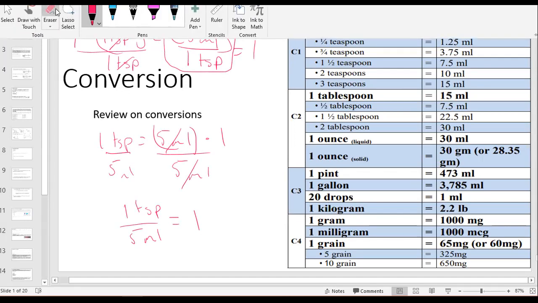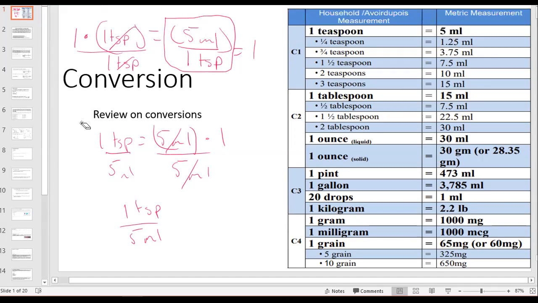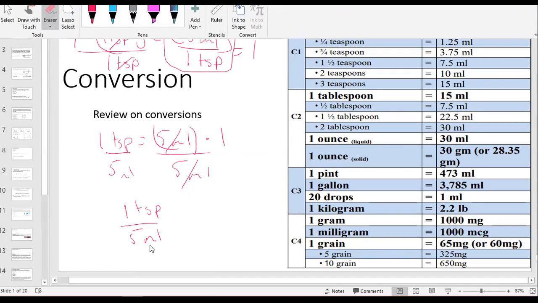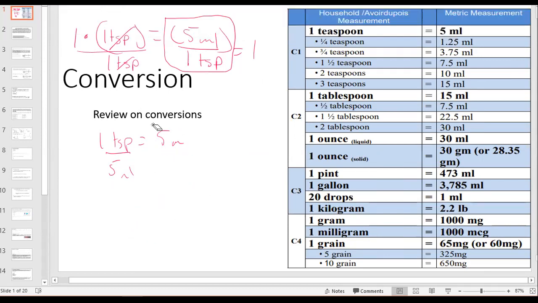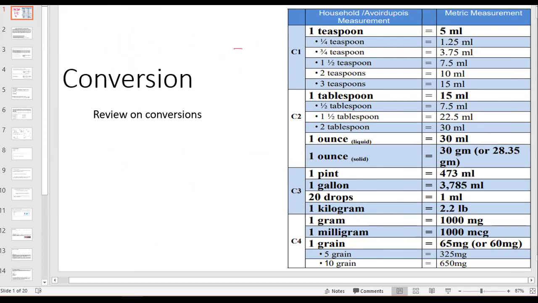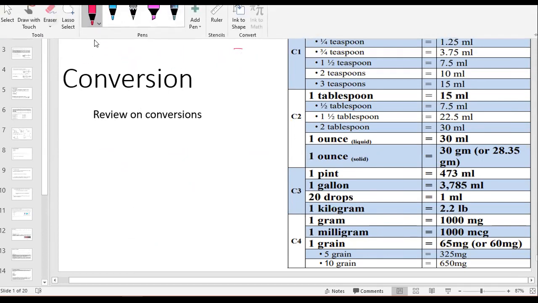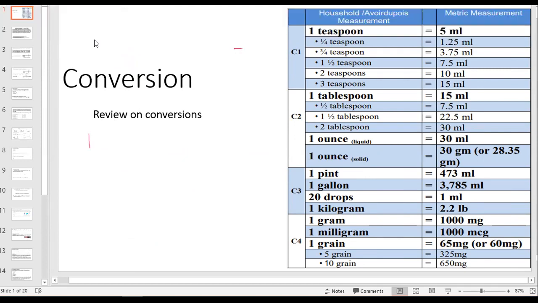Most of the time, we're just going to be ignoring the equal to 1, and we're going to be using our ratio or our fraction in here. So 1 teaspoon over 5, or 5 over 1 teaspoon, depending on what you're trying to find or how you want to set up your problem. So let's take another example. Let's say I want to find how many ounces are in 4 pints.